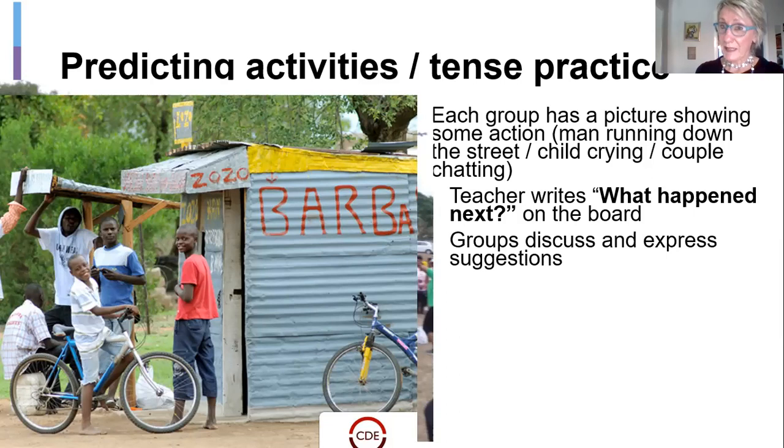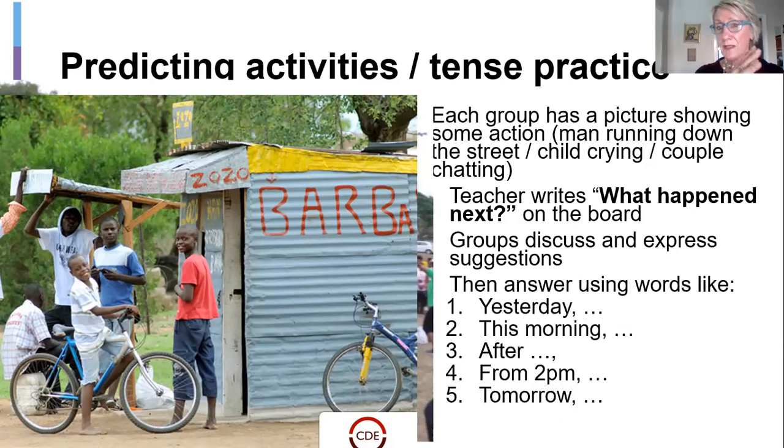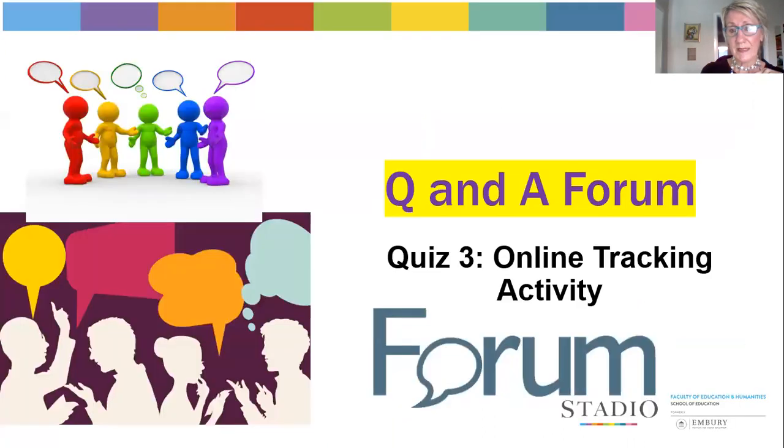Groups discuss and express suggestions. The answers they can answer using words like yesterday, what did they do? This morning, what happened? After that, what happened? From 2 p.m., what happened? Tomorrow. So you'll be using will. You'll be using this morning, they went, they are going, your present continuous. So you can use different shortened verbs to actually express that tense. There you go, the tenses.